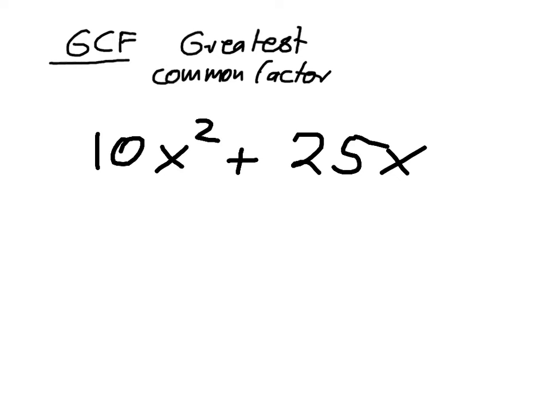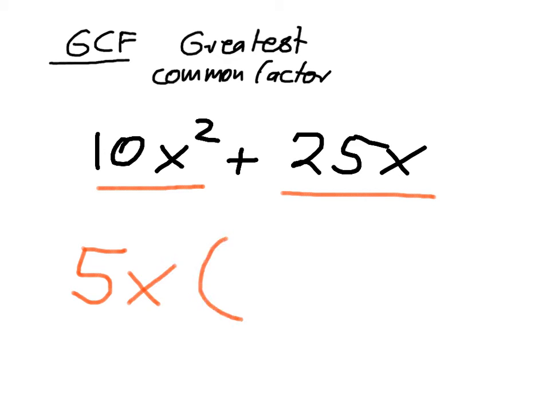So here you're simply looking if 10x squared and 25x have something in common. So we can look at the numbers first. Both 10 and 25 have a 5 in common, and so we can take 5 out. And both 10x squared and 25x have 1x in common, and so we can take an x out. Taking something out means dividing. 10 divided by 5 is 2. x squared, and you take 1x out, leaves you with 1x. 25, and we took a 5 out, leaves us with 5, and we took the x out, so there's no x left.